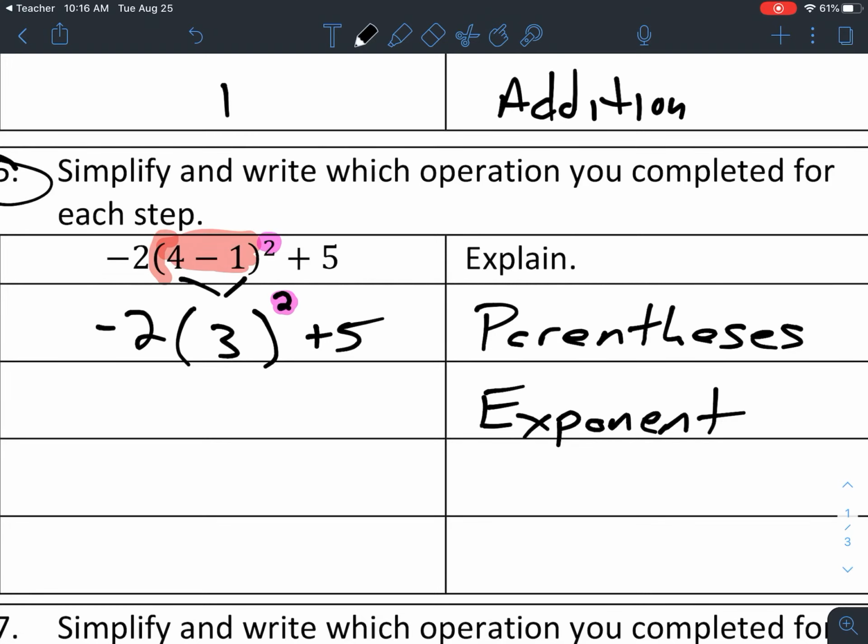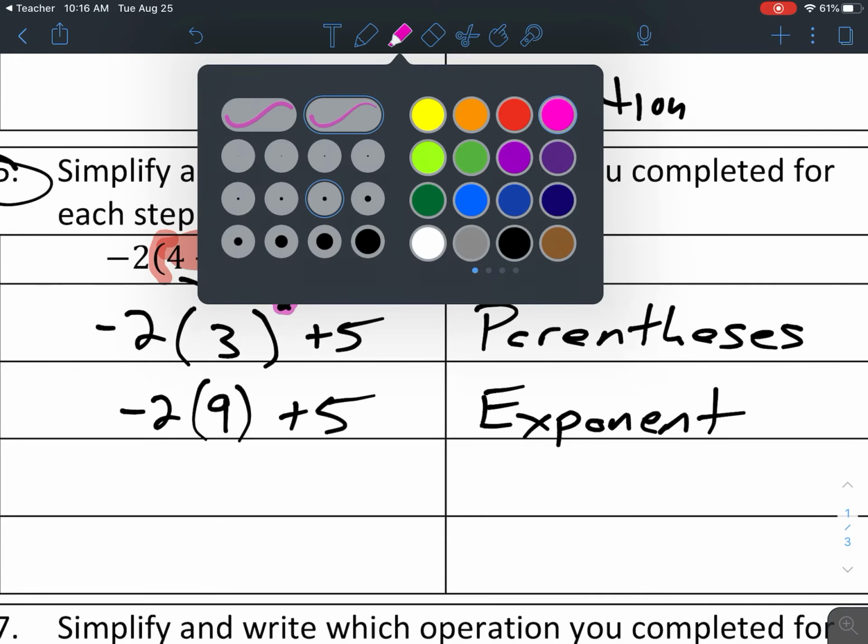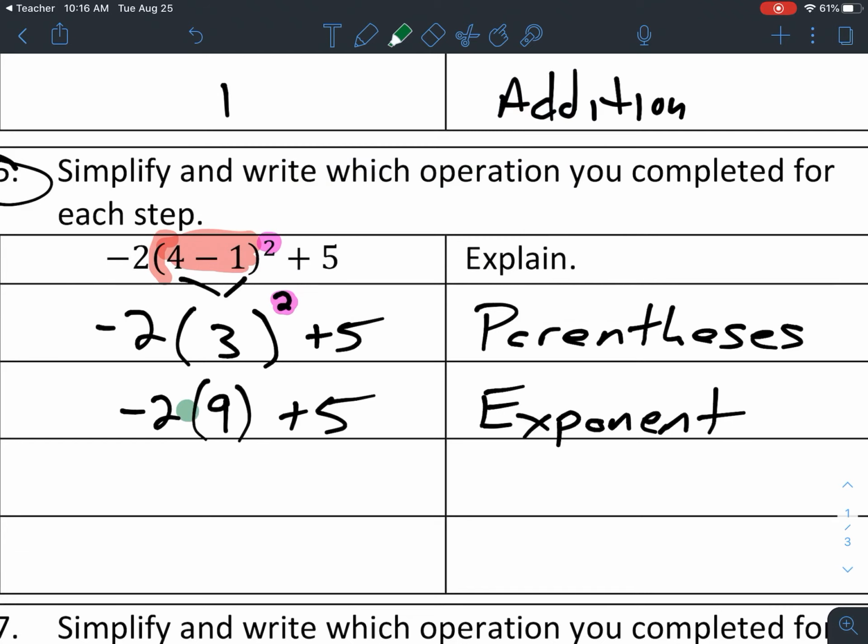3 times 3. So it's not 3 times 2. It's 3 times 3. So 3 times 3 gives us 9. And we're going to just rewrite the rest like it is, because we did the exponent. Again, this here, that space there just means that we are multiplying. So negative 2 times 9. A negative times a positive gives us a negative. So that leaves us with negative 18. So we do the multiplication next, then the addition.